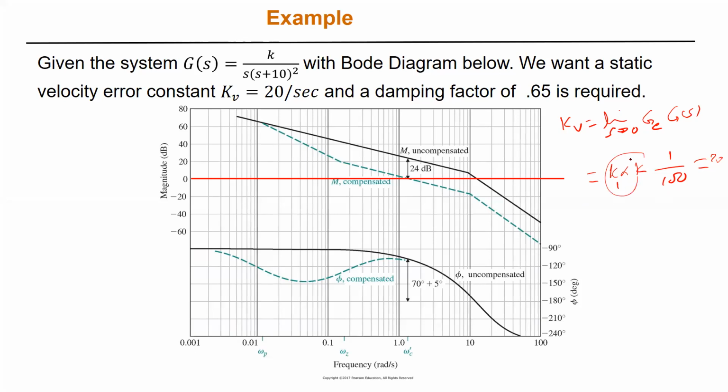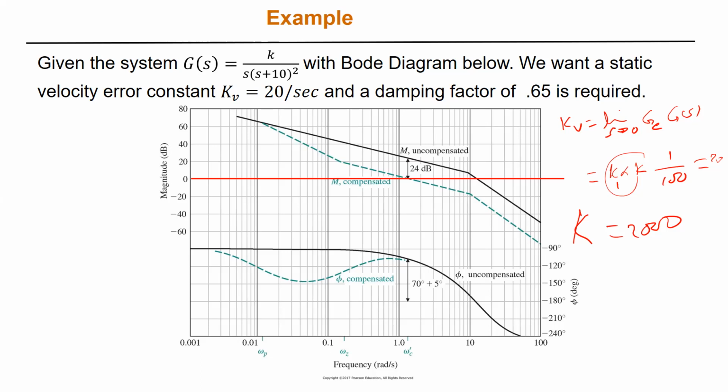Okay, this is equal to 20. So the whole gain, let me call the whole gain equal to what? 2,000. I need a gain of 2,000. Yes, clear. So this gain will do the error, adjusting the error.